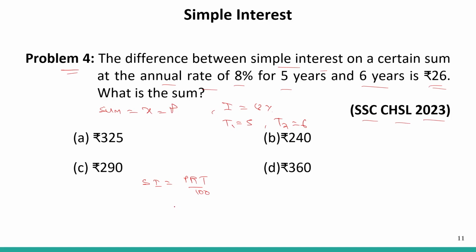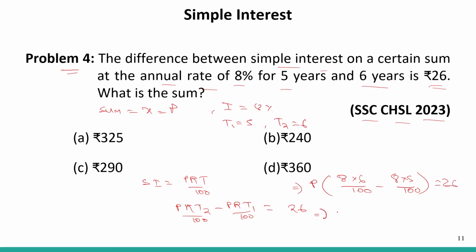So in this case, what we are given is PRT2 minus PRT1 by 100 by 100, because these both are in percentage, is equal to 26 is given to us. So this implies that P we can take common. Okay, so R is nothing but 8% in this case, and T2 is equal to 6: 8 into 6 by 100 minus 8 into 5 by 100. This is equal to 26.